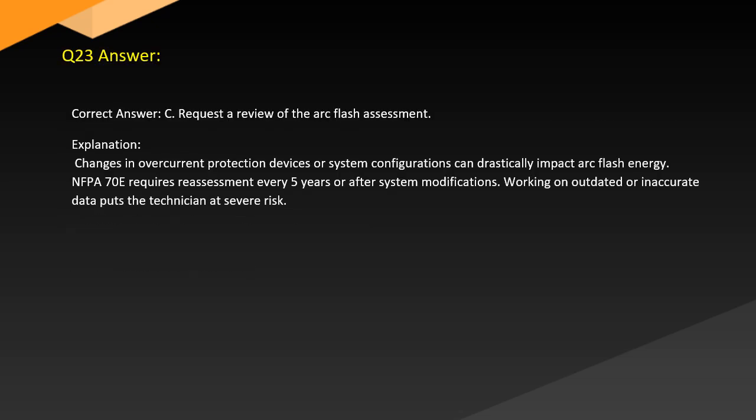Answer. Correct answer: C. Request a review of the arc flash assessment. Explanation. Changes in overcurrent protection devices or system configurations can drastically impact arc flash energy. NFPA 70E requires reassessment every 5 years or after system modifications. Working on outdated or inaccurate data puts the technician at severe risk.